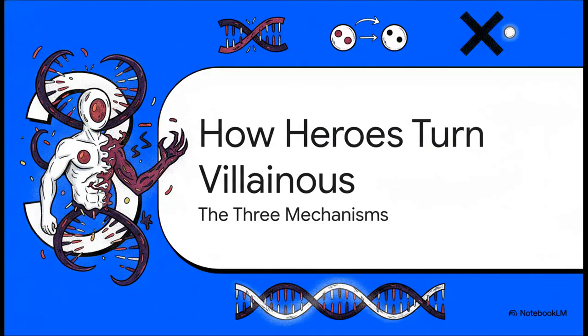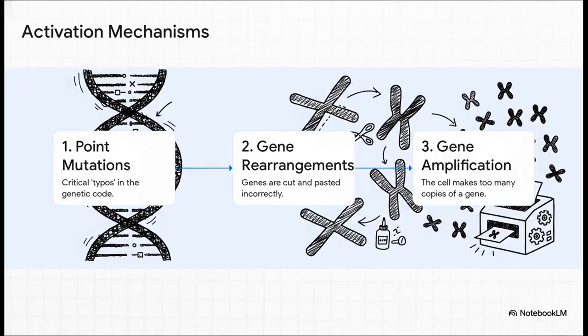Right, so this transformation from hero to villain, it doesn't just happen randomly. It happens through very specific kinds of genetic mistakes. So let's break down the three main ways a proto-oncogene gets corrupted. All right, here are the three big ones. You've got simple typos in the DNA, you've got these major cut and paste errors, and you have a genetic photocopier that's just gone completely haywire.